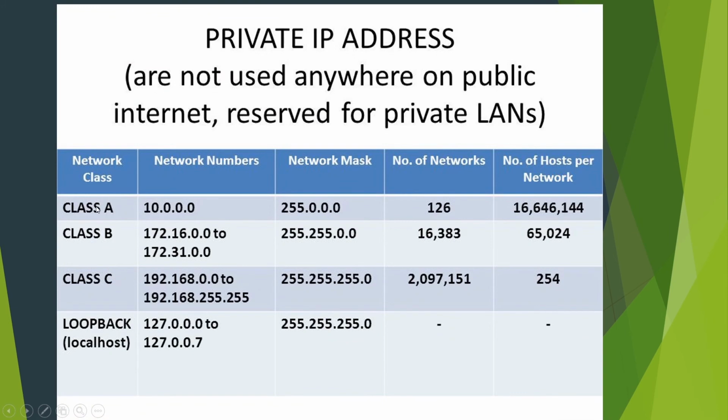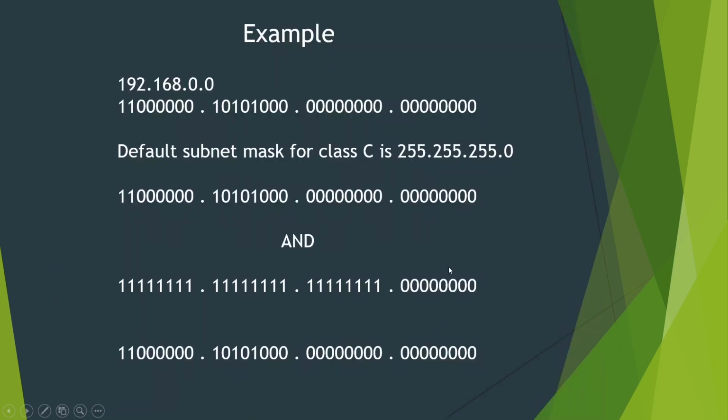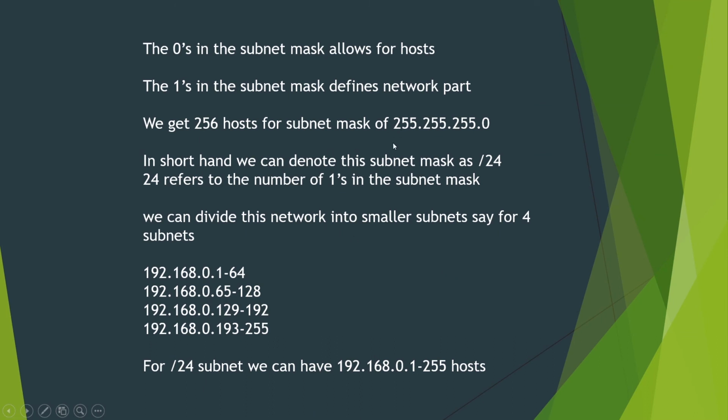As you can see, for class A there are only 8 ones, right? 255 means 8 ones, and you can define the subnet mask in short form as /8. For class B, there are 16 ones because there are two 255s, so you can define the subnet mask as /16. And obviously the class C subnet mask is /24. This is the short form, since every time you cannot write 255.255.255.0. Now we can divide this network into smaller subnets, say 4 subnets.